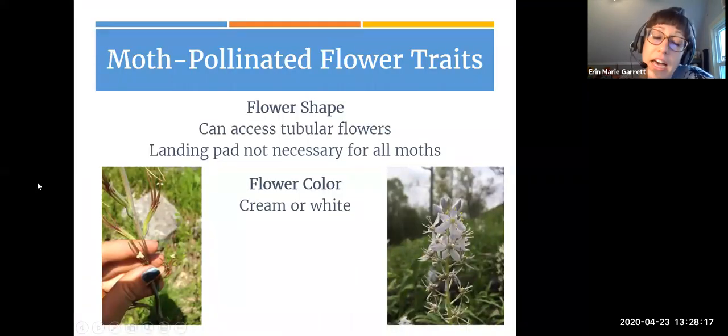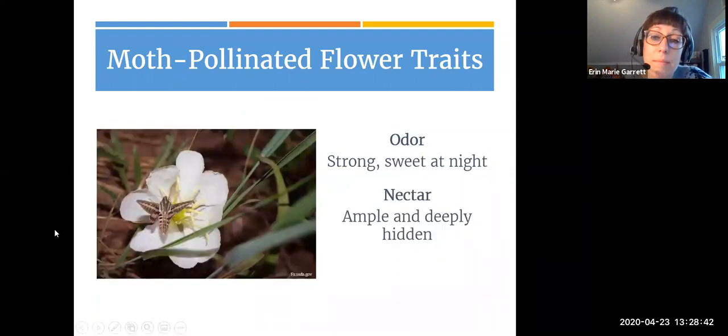In general, moths can access tubular flowers, okay? Not all of them need a landing pad also, okay? Many times we see them on cream or white flowers, especially if they're pollinating at night, because that means that those flowers are visible to them, okay? The ones we have here, we have an agave on the left-hand side, and then on the right we have a hyacinth, okay? Some of them do have a really strong sweet odor at night that helps attract the moths to them, and typically have ample, very deeply hidden nectar.